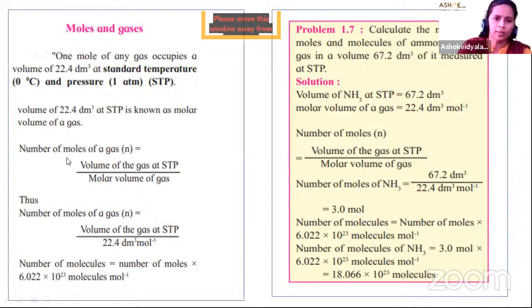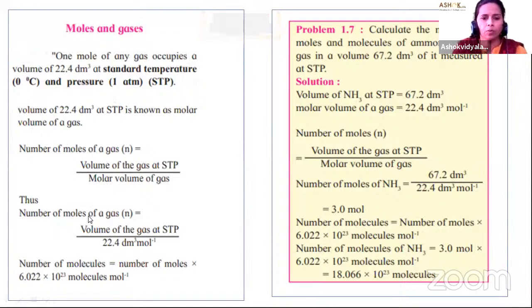Now, the formulas. Let's see the formulas. The volume of 22.4 dm cube at HTP is known as the molar volume. So if a question asks what is the value of molar volume at HTP, it is 22.4 dm cube. Now, with the knowledge of the volume of gas, how will you calculate the number of moles? Number of moles is equal to volume of a gas at HTP divided by its molar volume, 22.4.